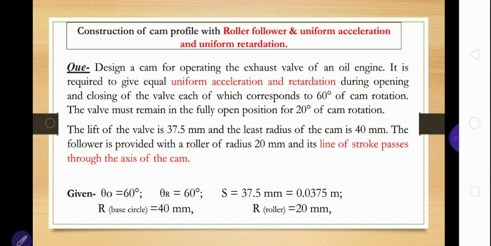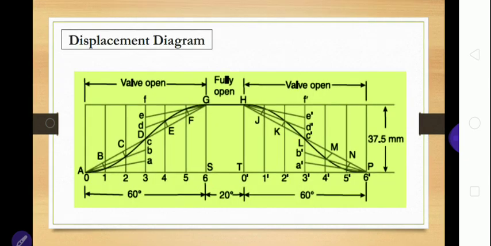The follower is provided with a roller of the radius of 20 mm. That is the radius of roller is given 20 mm, and its line of stroke is passing through the axis of cam. That means the axis of follower is passing through the axis of cam. So after reading this problem, we have got that we have to construct a cam profile with the roller follower and uniform acceleration and uniform retardation case. So write down given data, first draw the displacement diagram and then draw the cam profile. Just I have shown here the displacement diagram.